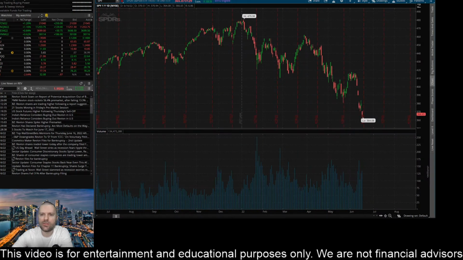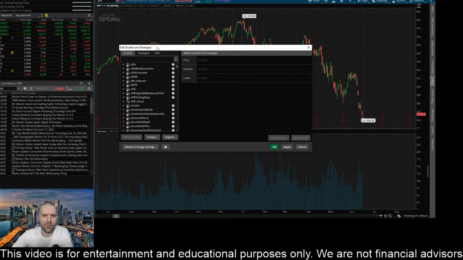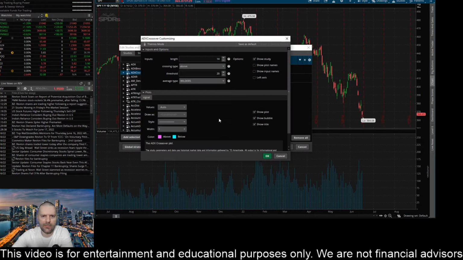So let's hop into Thinkorswim and get this on the chart. I've got SPY pulled up here, the S&P 500 ETF, and I've got the daily time frame up. So in the upper right, I'm going to click on Studies. Then I'm going to click Edit Studies, and it's right here near the top. In the smaller window, you can see ADX Crossover, so double click that. And let's hit this little gear icon to see some of the defaults here.